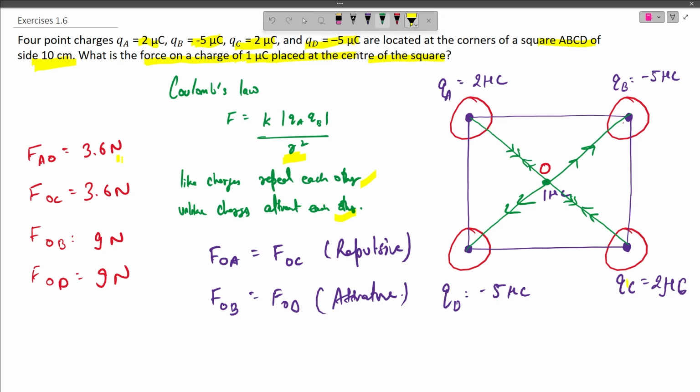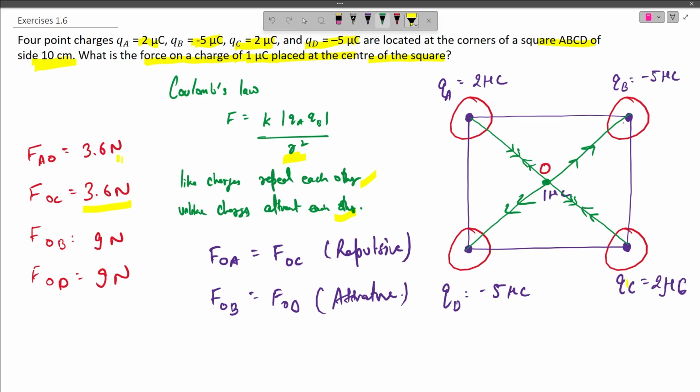Similarly with QC and O, it will be 3.6 Newton because the magnitude of the charges is the same, and again it will be repulsive. Since this is a straight line AOC, they both will cancel out each other. Similarly we can see about the other diagonal, that is DOB.